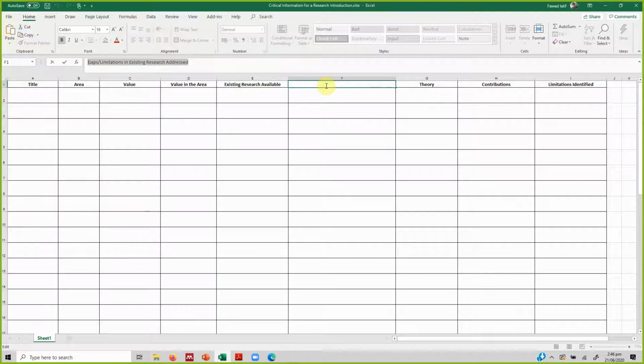And I think this is gaps and limitations in that particular study. The theory that that particular paper has used, what are the contributions that particular paper has made, and what are the limitations that have been identified by that particular paper. Now once you've got all this information, you can easily draft your own introduction.